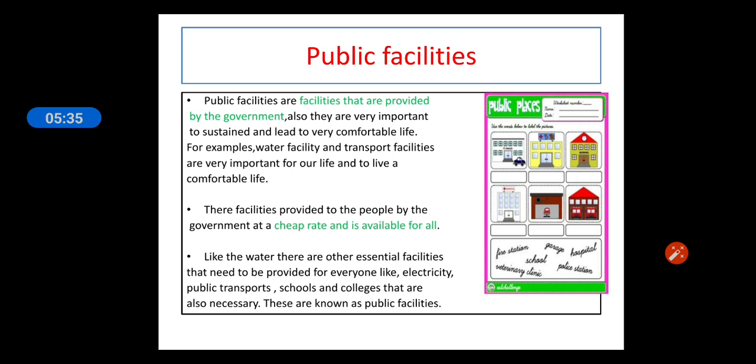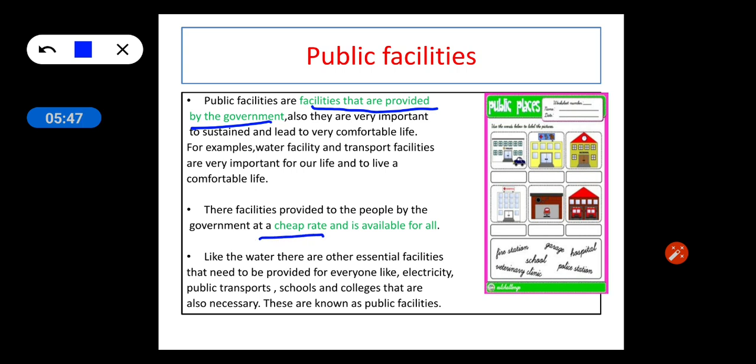All right. Public facilities we have already discussed earlier. So public facilities are facilities that are provided by the government at a cheap rate and are available for all. For example, electricity, public transport, schools and colleges. Okay, these things are necessary for a man to live happily and also to improve their quality of life.